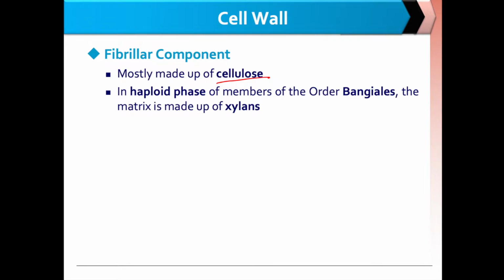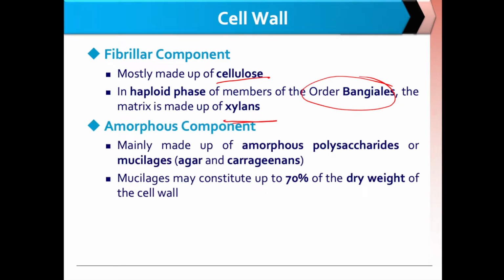Although some groups or representatives, for example the haploid phase of your order Bangiales, have a matrix made up of xylans. In terms of their amorphous component, they're mainly made up of polysaccharide mucilages, like your agar and your carrageenans. These are the famous ones, no? Simply put, these are sugar molecules. They have a unique appearance, galactose-ish molecules, or similar to galactose. What's different are their glycosidic linkages.